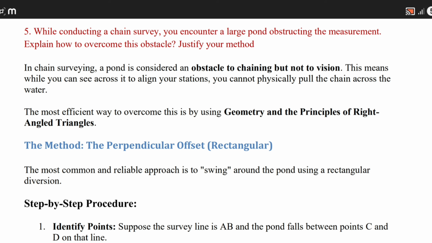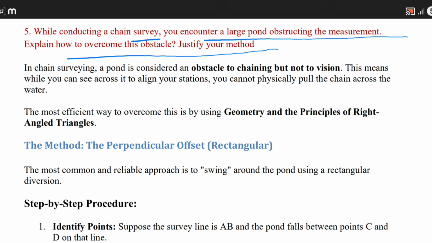So, the final question: while conducting a chain survey, you encounter a large pond obstructing the measurement. Explain how it is overcome, and can you justify any method? In a chain survey, if you go for a pond, it is an obstacle, and the points will not be visible. You cannot see the aligned station, and you cannot pull the chain across the water.